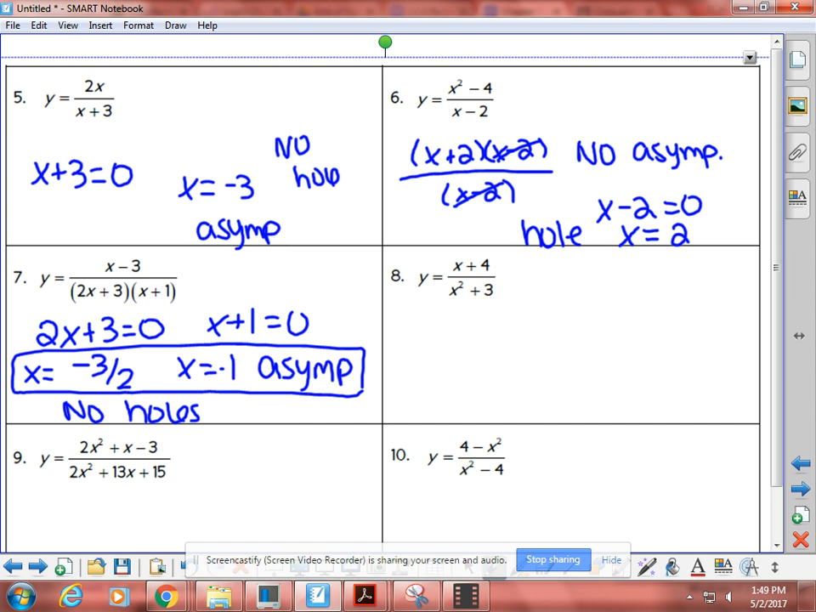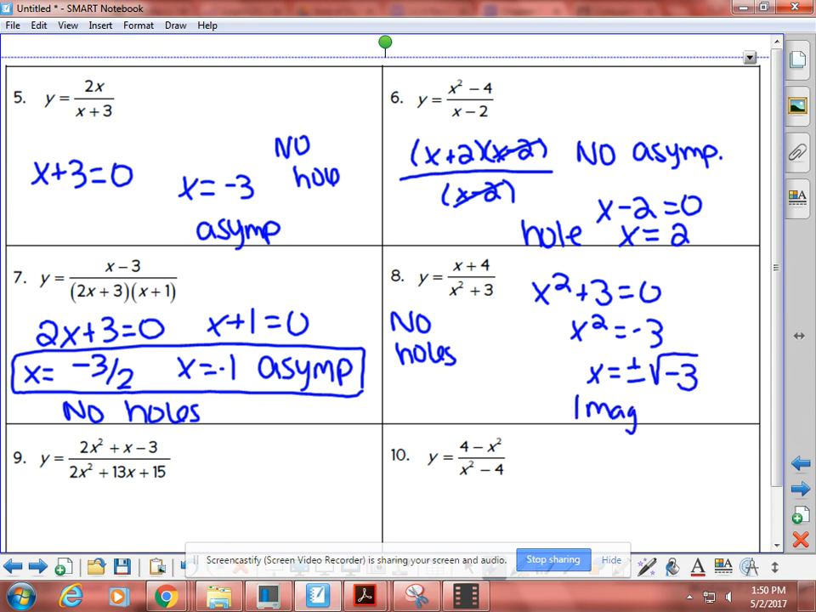Looking at number 8, can I factor that? Is there anything that multiplies to 3 that adds to 0? Well, no, there's not. So there's going to be no holes because there's nothing I can get rid of. And in terms of asymptotes, set this equal to 0. I get x squared equals negative 3. So I get x equals plus or minus the square root of negative 3. Well, that's going to be imaginary. So no asymptotes either.